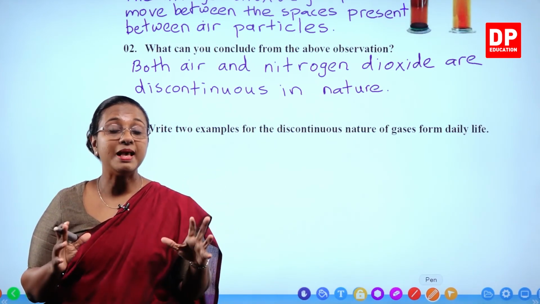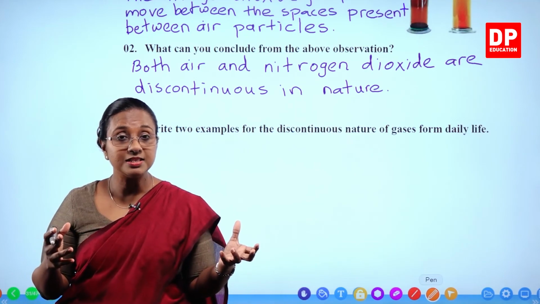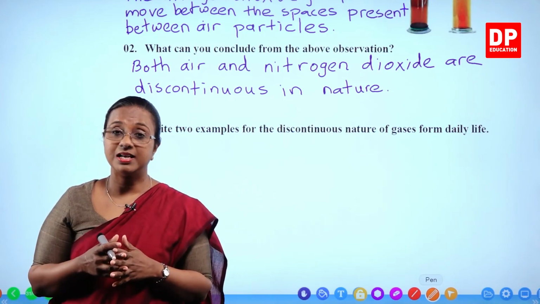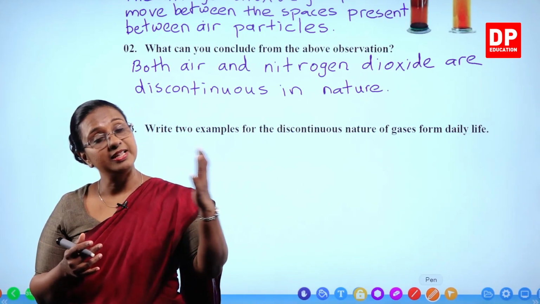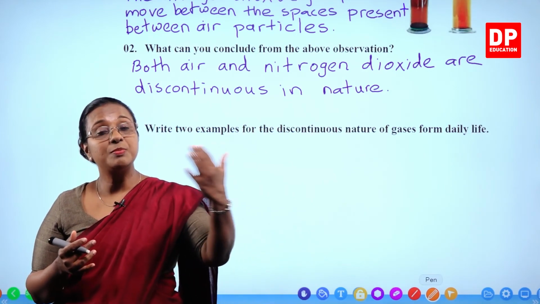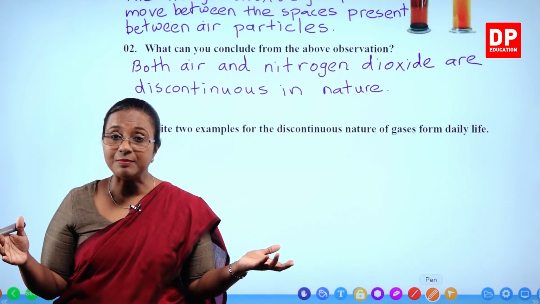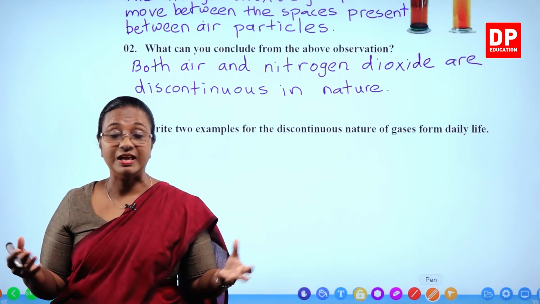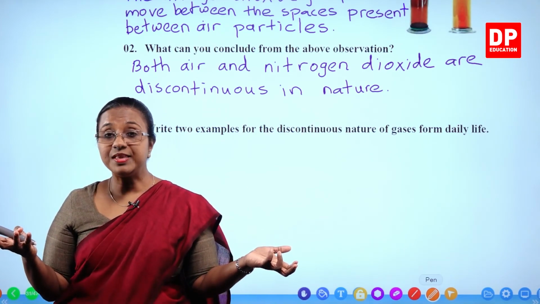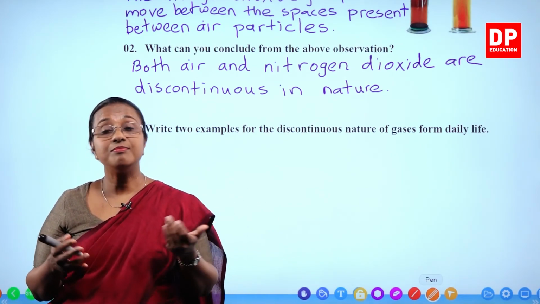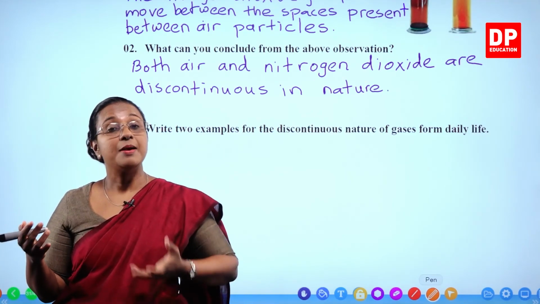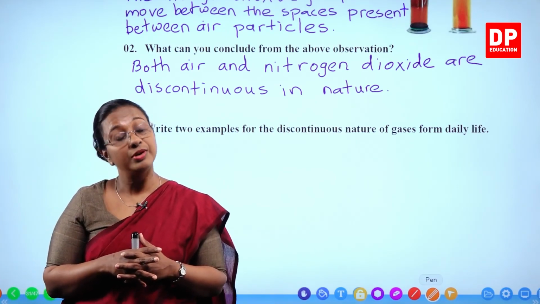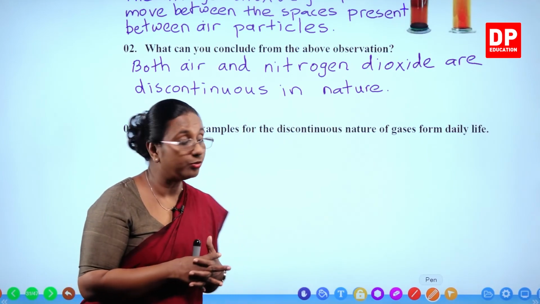So there, the smell spreads through air because air is made up of particles. The smell again is chemical particles. The particles of the smell, whether it's fragrance or a bad odor, spread through air. That is why you are able to see that. Then fumes or smoke. When you burn firewood, the smoke spreading through air is visible. Why is that? Because smoke is particles, air is particles. You see them moving through air. So like that, you can write any 2 examples.